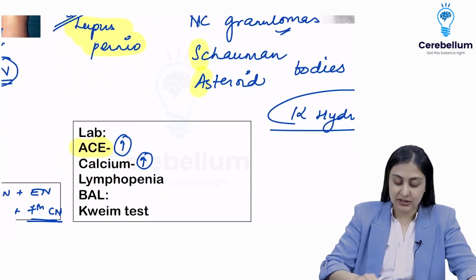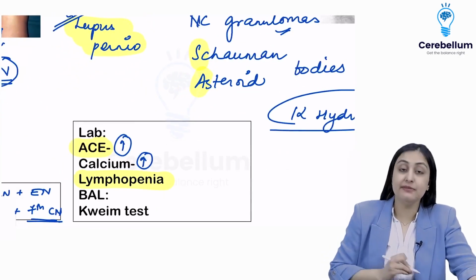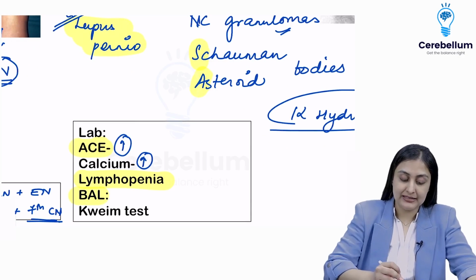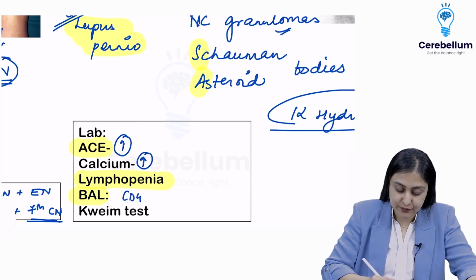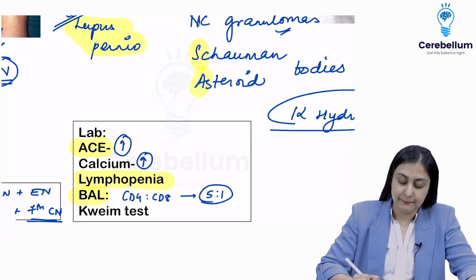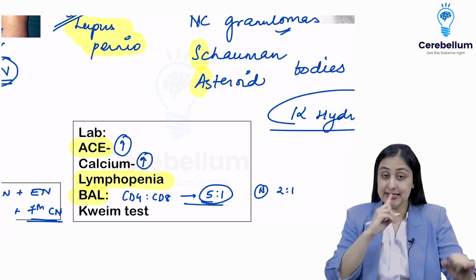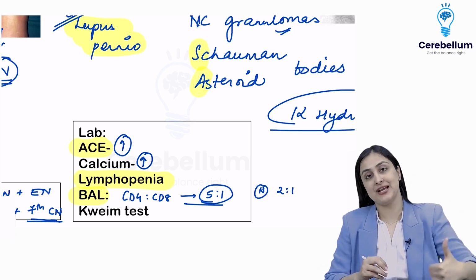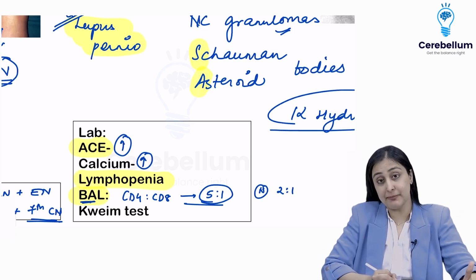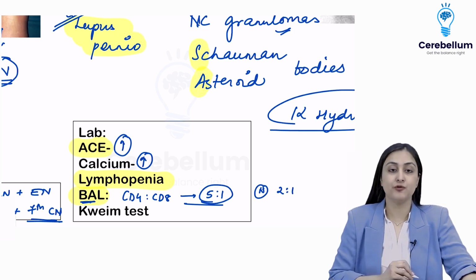Now very important, in the blood there is lymphopenia, but if you do BAL analysis, you're going to have a CD4 to CD8 ratio which is raised to around 5 is to 1. Normally it is 2 is to 1. Here you're going to have raised CD4 to CD8 lymphocytes. You're going to have lymphocytosis in BAL, but in the blood there is lymphopenia.